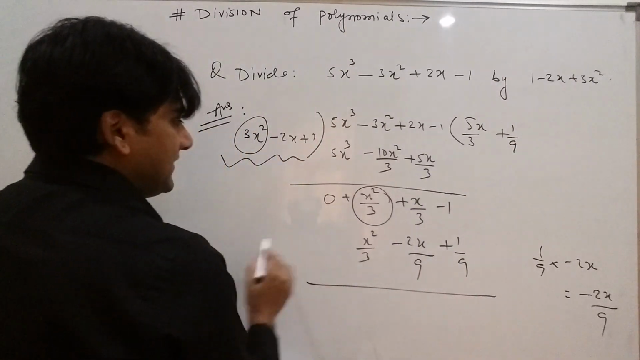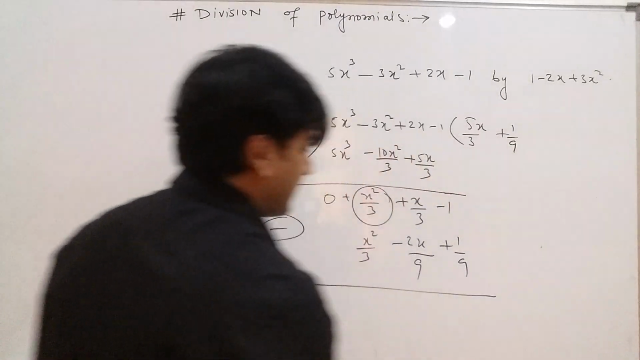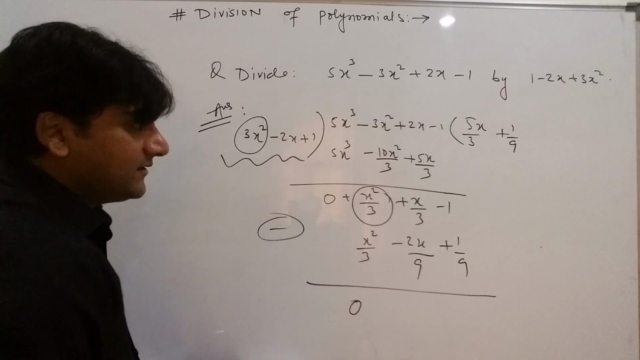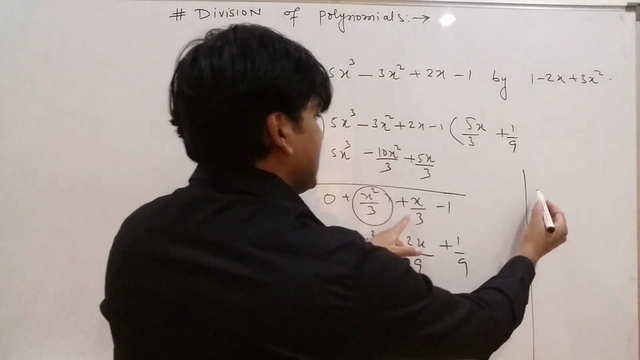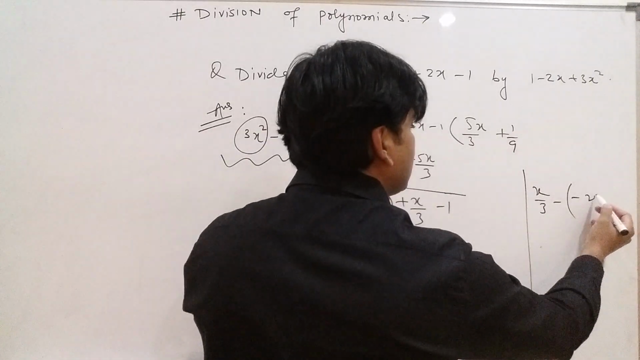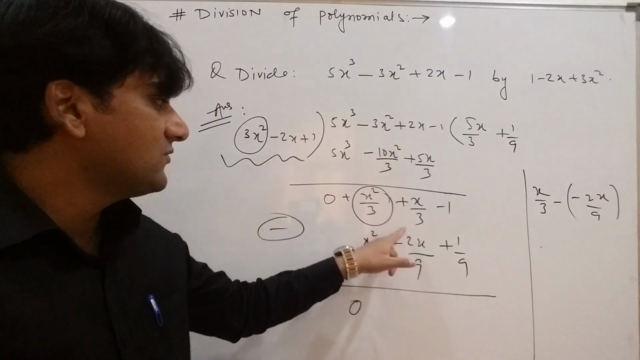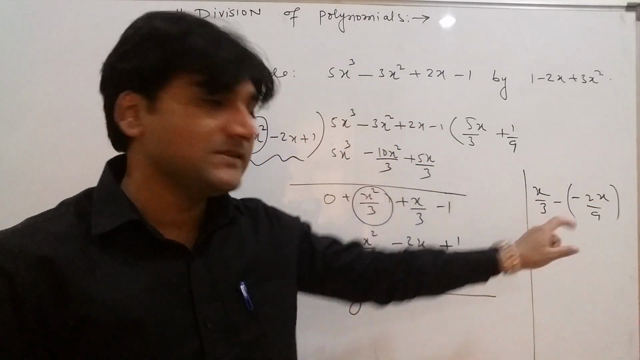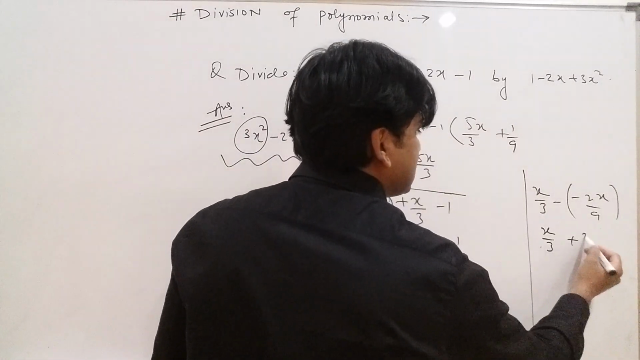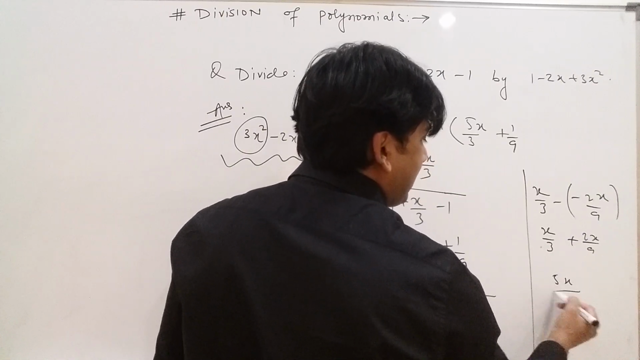Now again we have to take the difference. So this is x square over 3 minus x square over 3, that is 0, right? Then do some calculation. This is x over 3 minus minus 2x over 9, okay? This is x over 3, then we have to take the difference, that's why minus, and minus 2x over 9. So this is x over 3 plus 2x over 9.